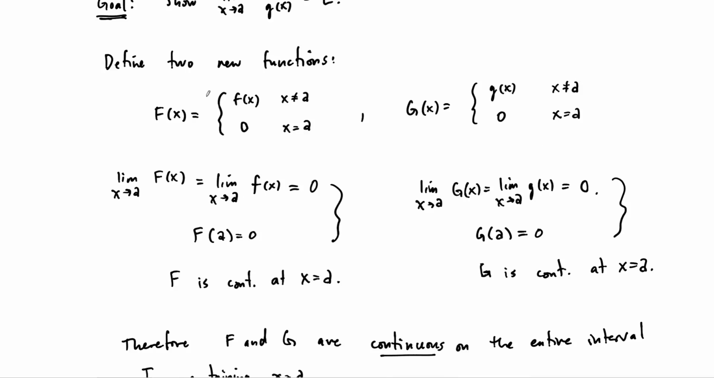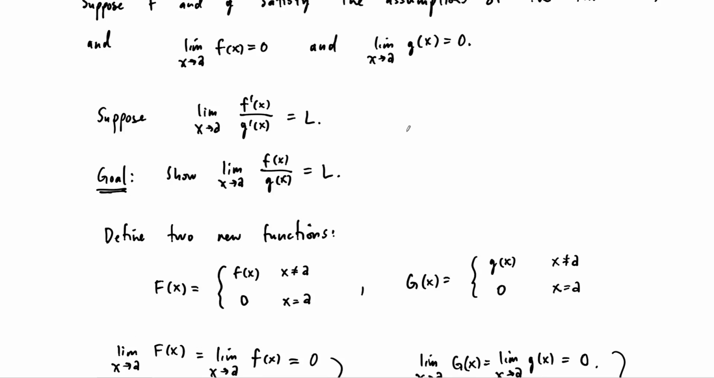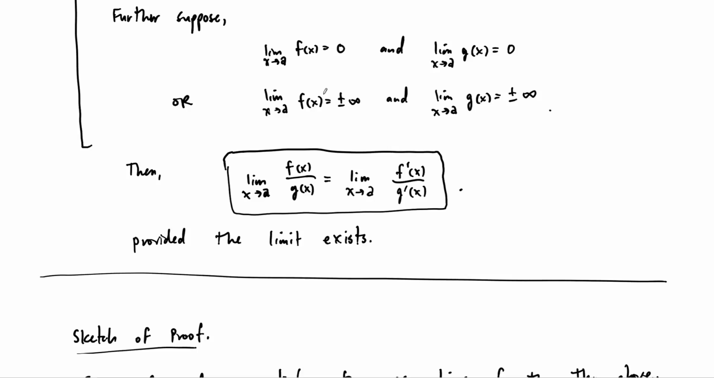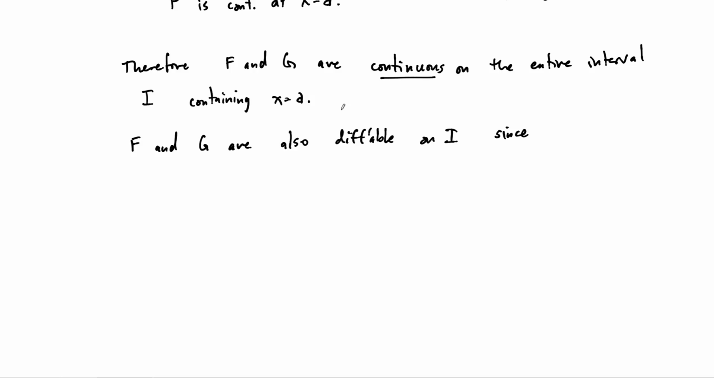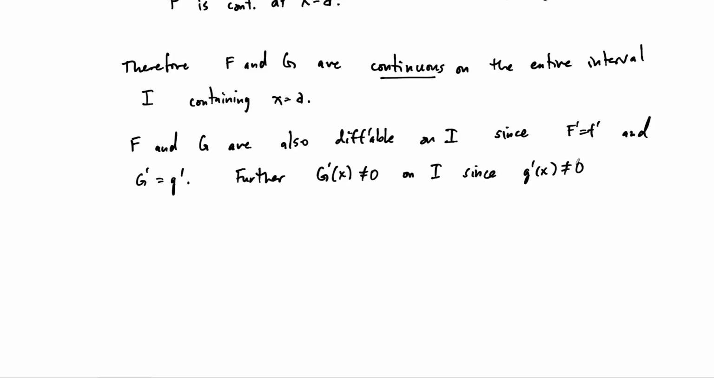Big F prime is equal to little f prime. Big G prime is equal to little g prime. And then at this point, remember, they don't have to be equal at that point, but yeah, so they're differentiable since big F prime is equal to little f prime and big G prime is equal to little g prime. Further, big G prime of x is not equal to 0 on I for the same reason, right? Since little g prime of x is not 0 on I.